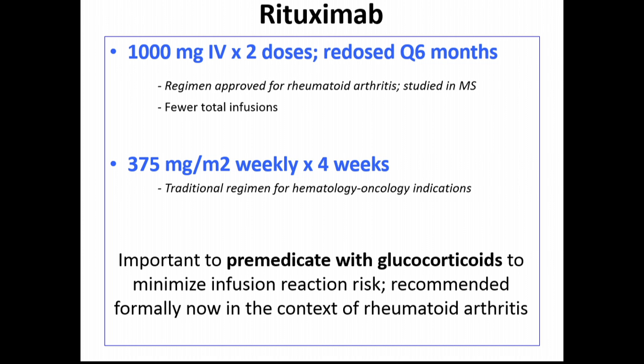And you can use either of the dosing regimens, what's licensed for rheumatoid arthritis, which is the same one we would use for other CNS inflammatory conditions, or the neuro-oncology doses. The key thing is you must pre-medicate with steroids. There's now a black box warning about this in RA because of infusion reactions. So I don't consider that optional in our practice, given the warning now.